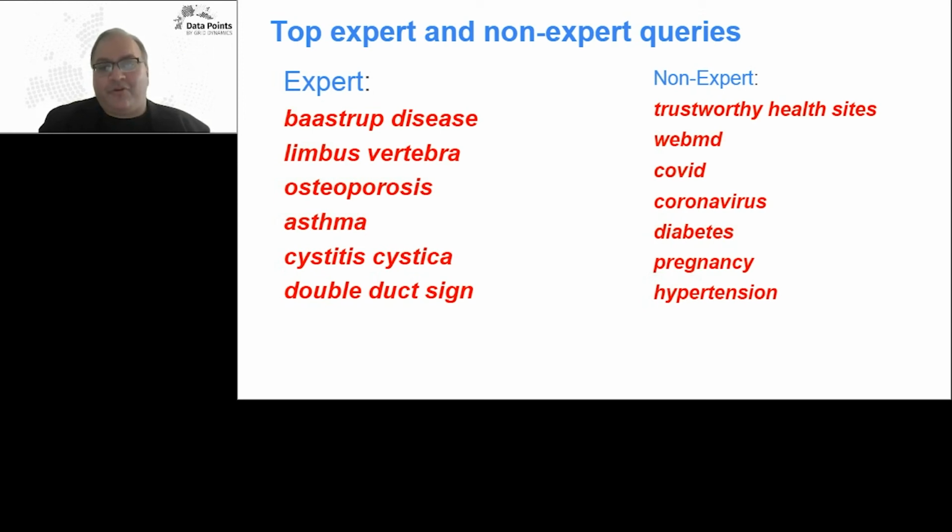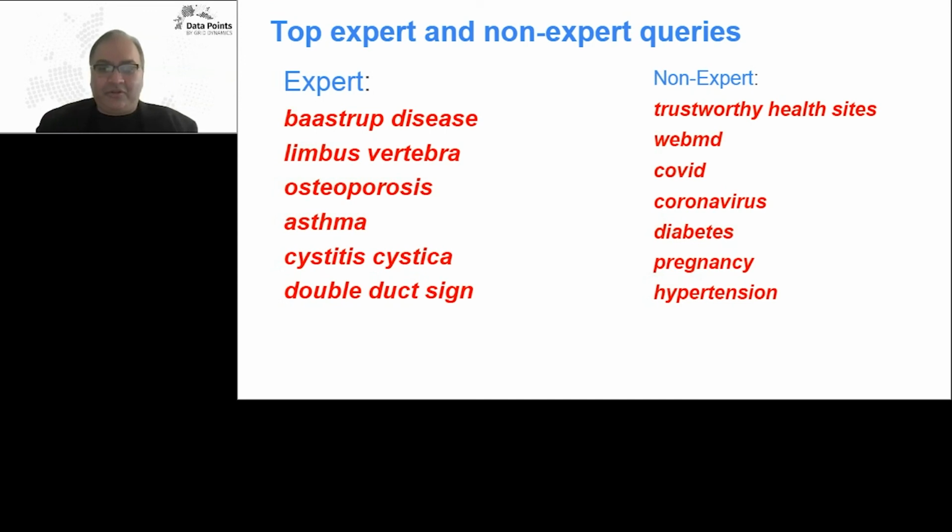So one thing that's very obvious here is that the expert queries are more complex, right? They are diving deeper into some of the more expert or more complex medical disease terminologies. Like we won't expect a non-expert to use a terminology like double duct sign unless they are actually doing a lot of research in that space, right?